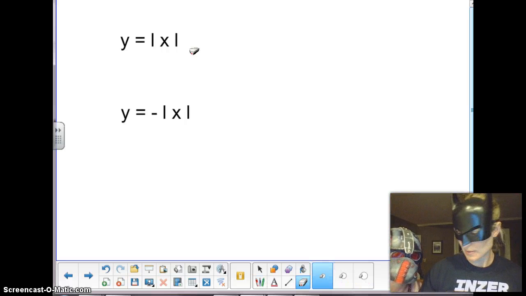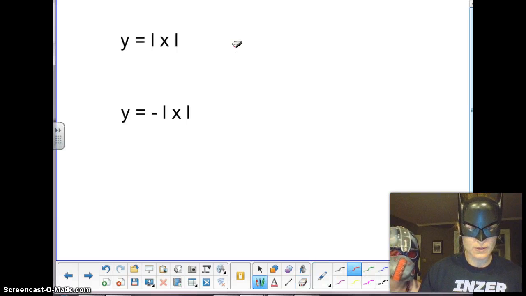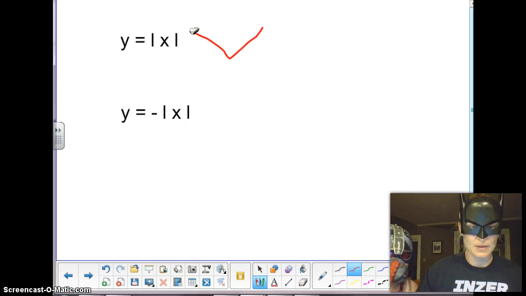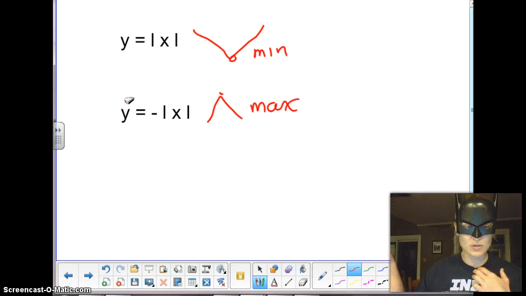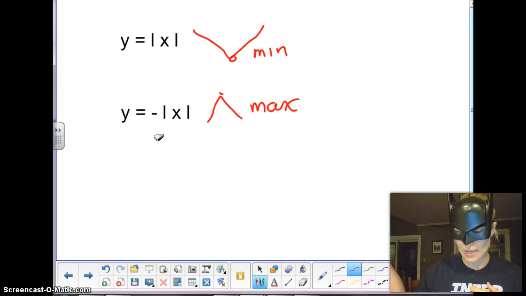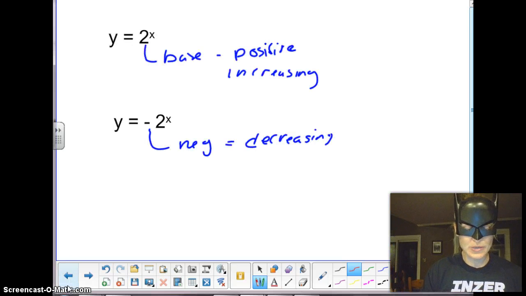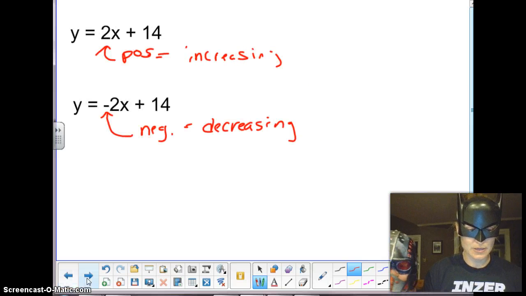When it's positive, we'll go with red for your favorite color again. We know it's going to have a minimum. And when it's negative, I did that backward. Gosh darn it, I know I'm having difficulty. It's going to have a maximum. Okay, so you have to get good where you can recognize without a calculator whether it's going to have a minimum or maximum, or whether it's going to be increasing or decreasing in the linear and exponential.